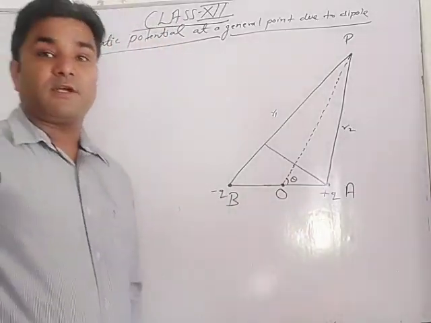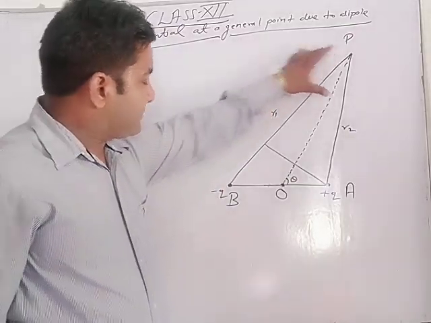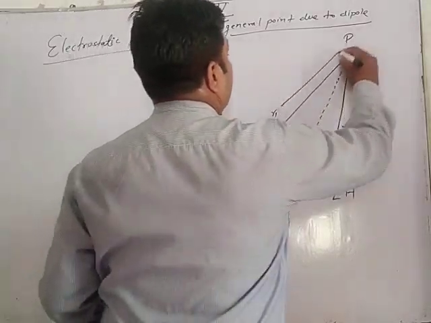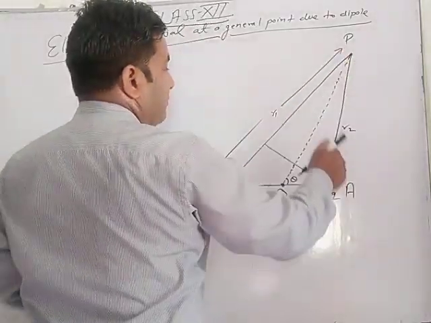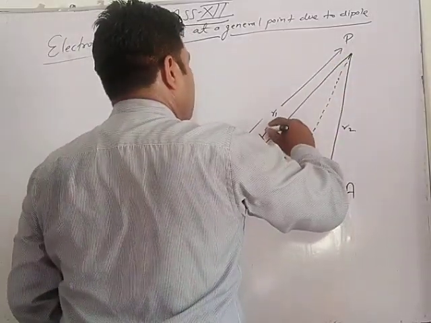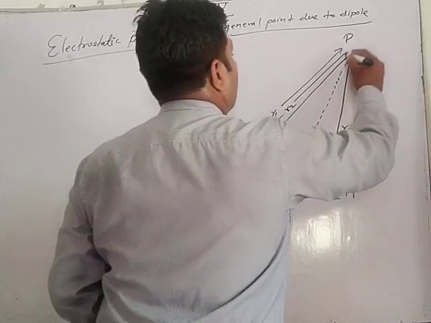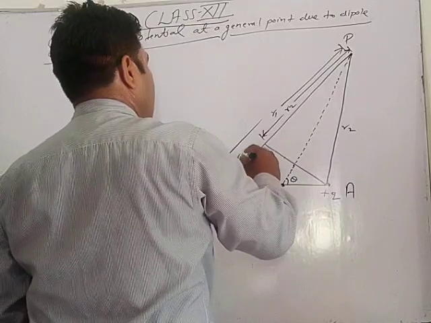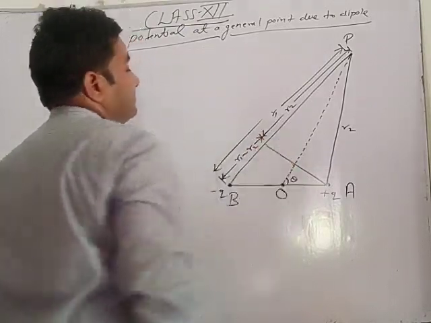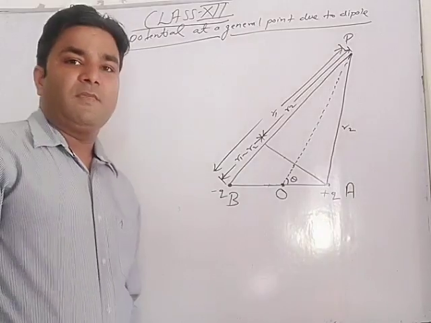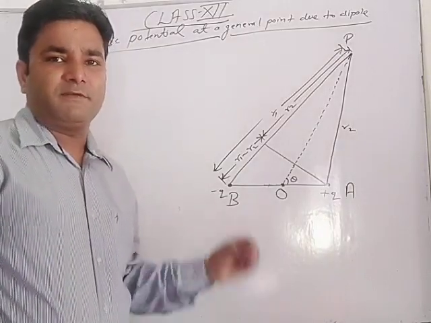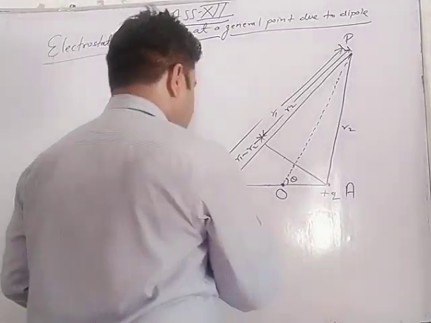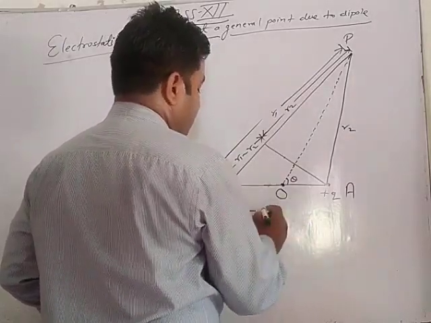Let's see what is the concept of the diagram. The total distance from P to B is R1. This distance is R1, and this distance is R2. Then this one will also be R2, and then the remaining will be R1 minus R2. This is the complete diagram concept. Whenever the diagram concept is clear, then the derivation is very easy. Here is plus q charge, minus q charge, and the distance between these two charges is 2a.